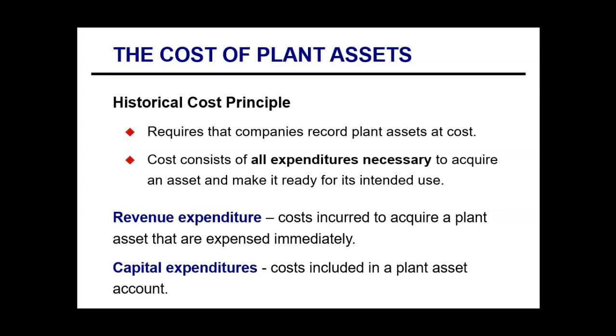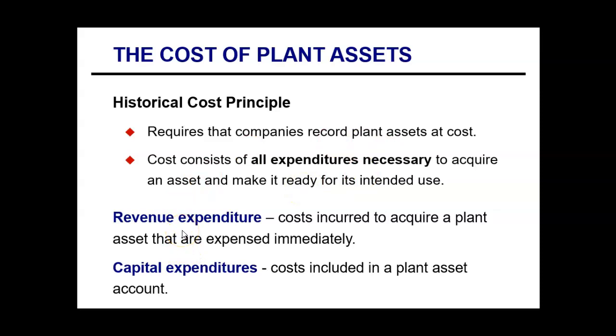It means that any cost to get an asset to us, shipping costs, freight costs, will be included in the plant asset accounts. Any cost to, say, assemble equipment will be included in the plant asset cost. The key is any cost to get the asset ready to be used will be included in the plant asset cost.